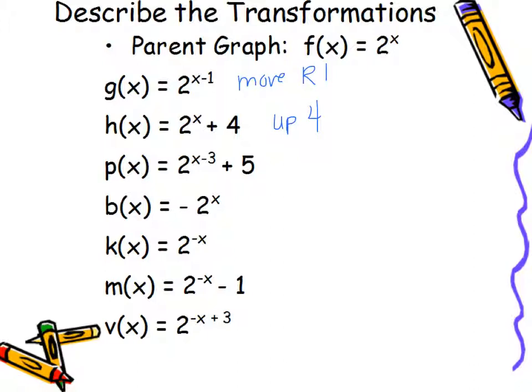Okay, on this last one I have both things going. I have the x minus 3, so that's going to move it right 3, and then I have the plus 5, so that's going to move it up 5. All right, so now the last two problems on your note sheet, that's kind of what they were doing. They were moving it left and right and up and down.